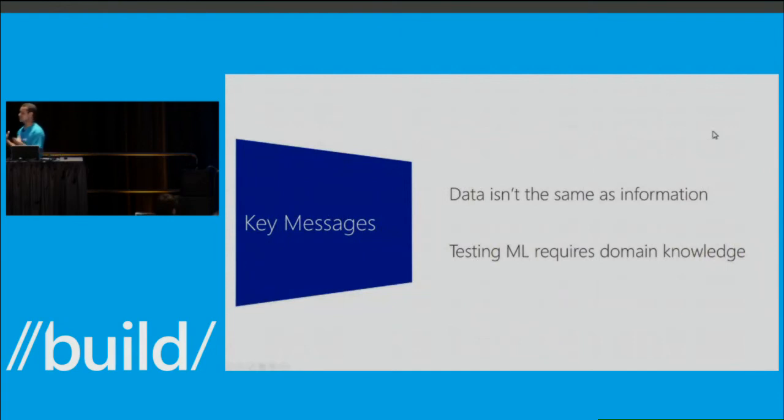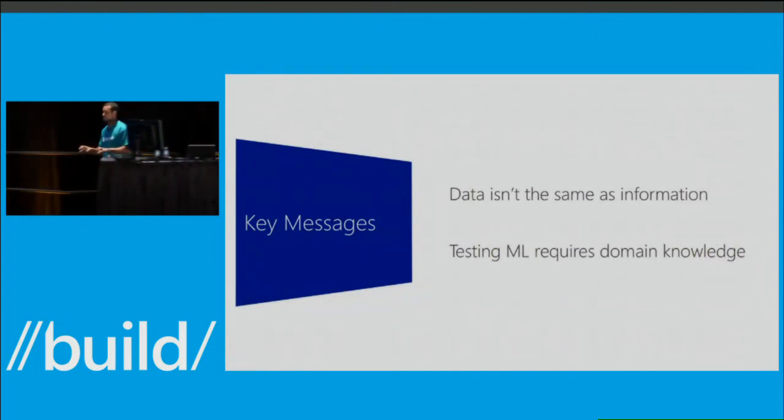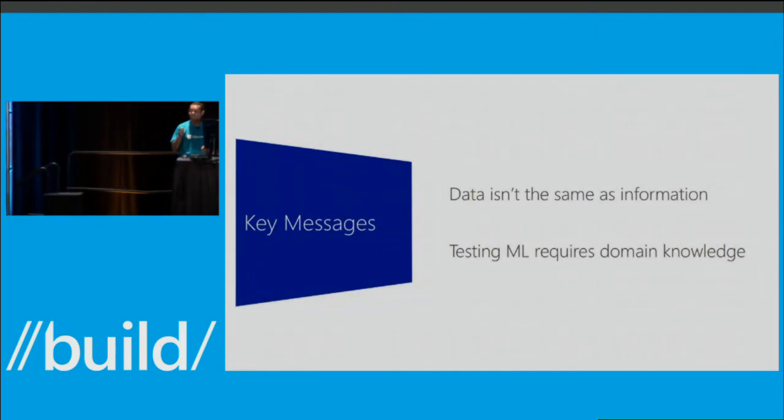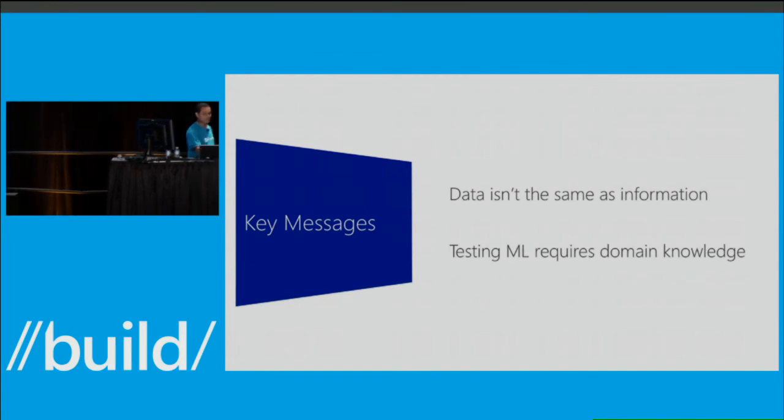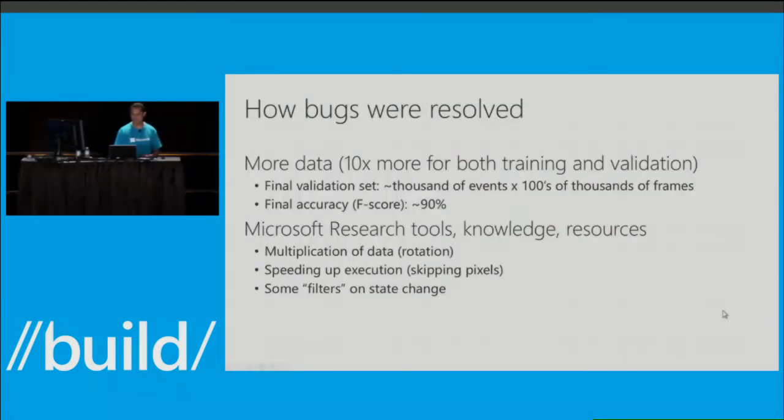Key messages then for you to get from this experiment. Data isn't the same as information. You still need domain experts that will give you those bugs that really are meaningful in that area. And that is why testing machine learning requires domain knowledge.